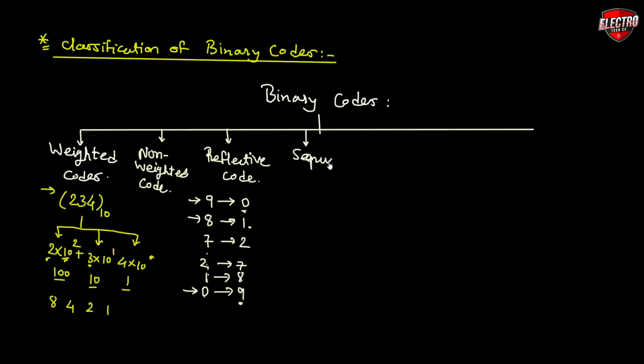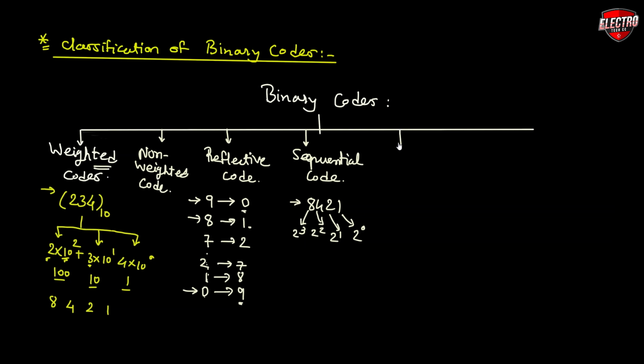Next one is sequential code. In sequential code, each succeeding code is one binary number greater than its preceding code. For example, the 8421 code or the XS3 code, which we will discuss in our upcoming videos. In this code we can represent 2 raised to 0, next 2 raised to 1, then 2 raised to 2, and next 2 raised to 3. This code is also a type of weighted code or sequential code.